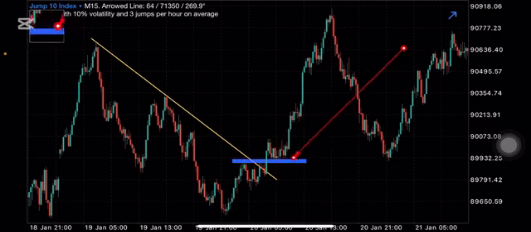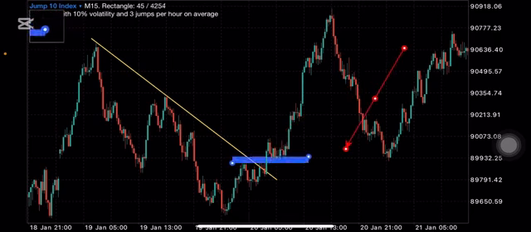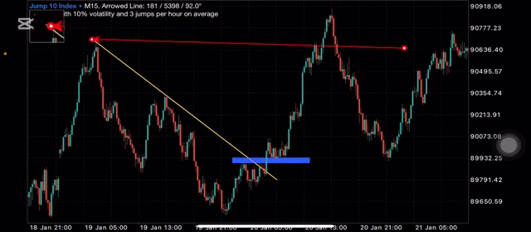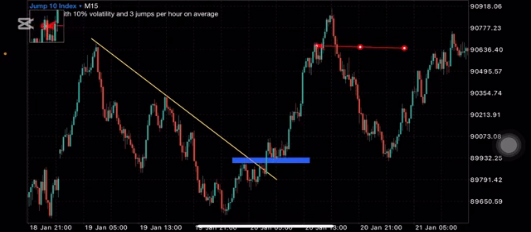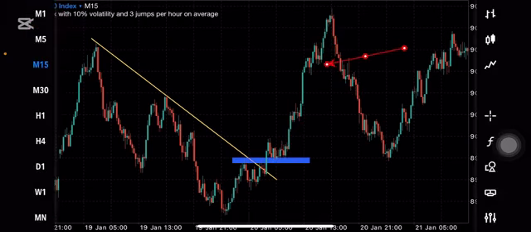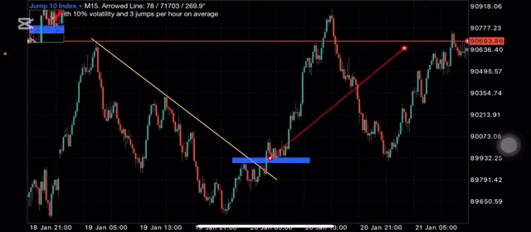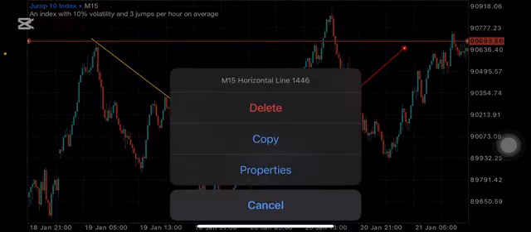Then we mark the level using our rectangular tool. We mark the line and then wait for price to return to that level. As soon as price returns to that level, that's where you take your buy, and you're targeting this high. And you can see how price hits our target. Very simple, guys. Once you follow this rule I'm giving you, you are going to be very, very profitable.